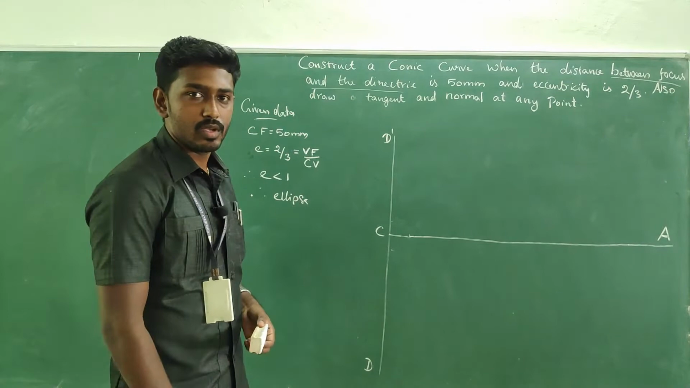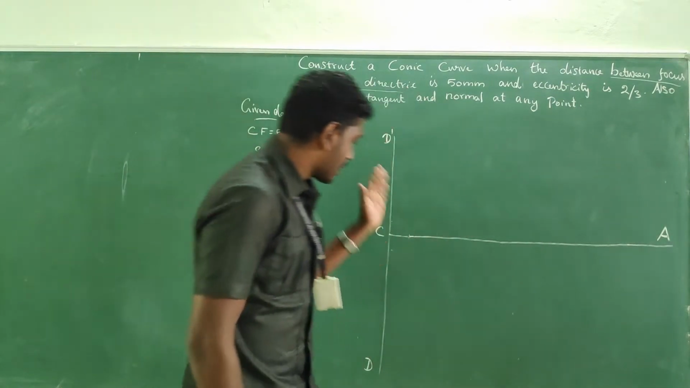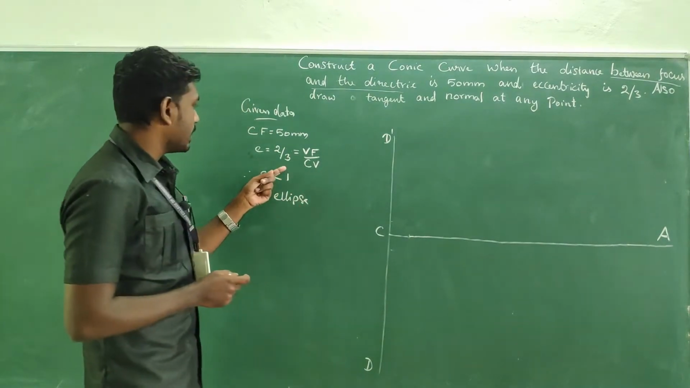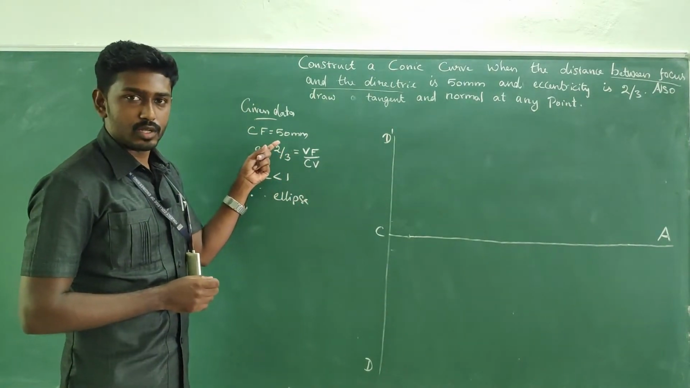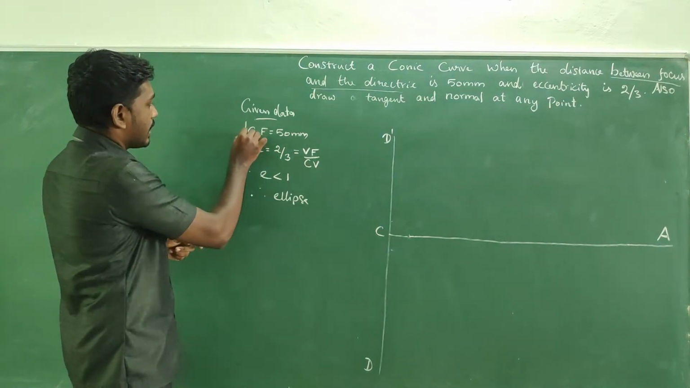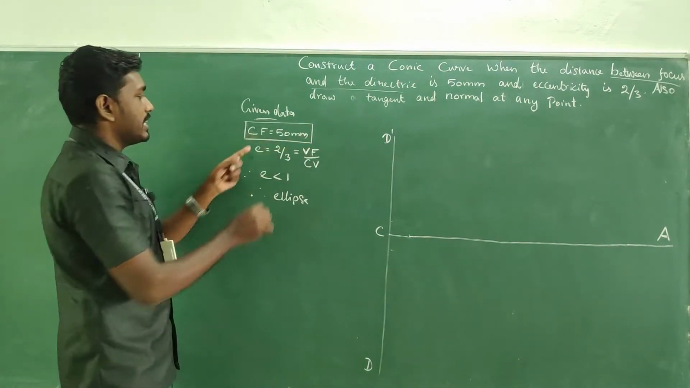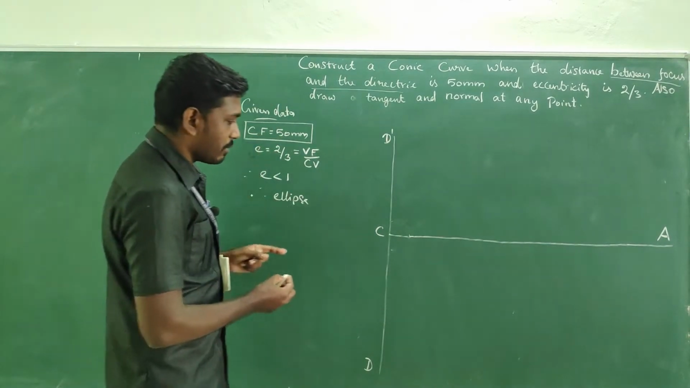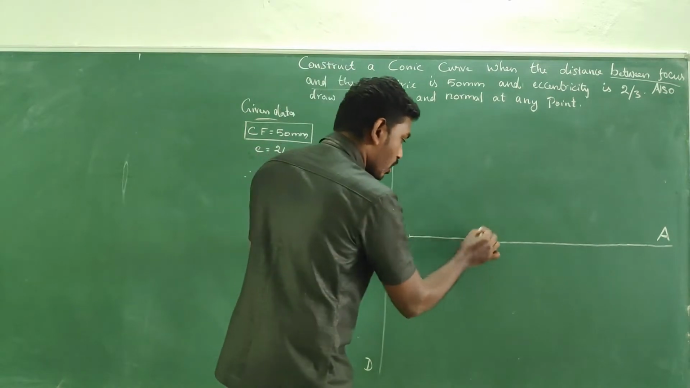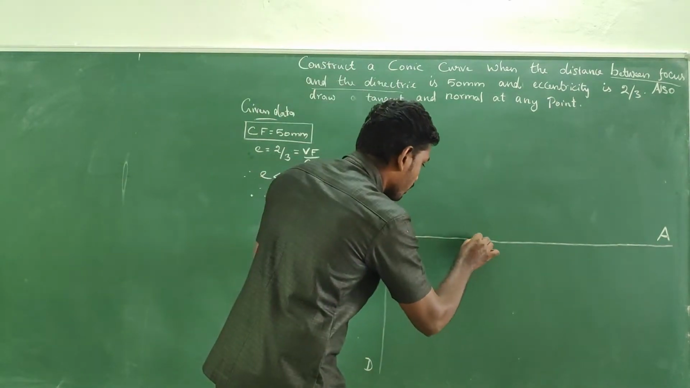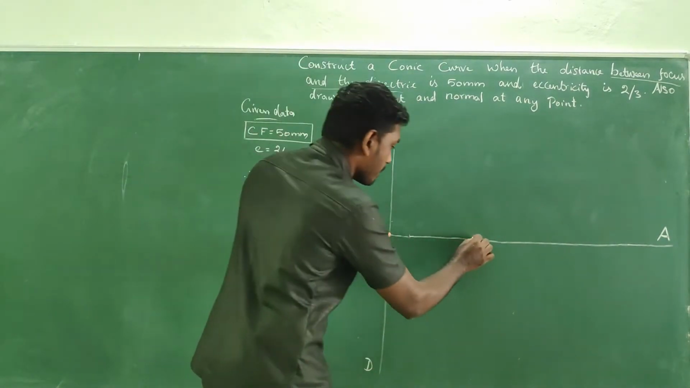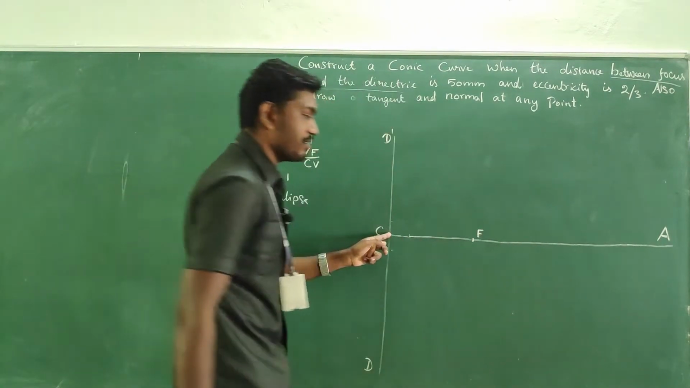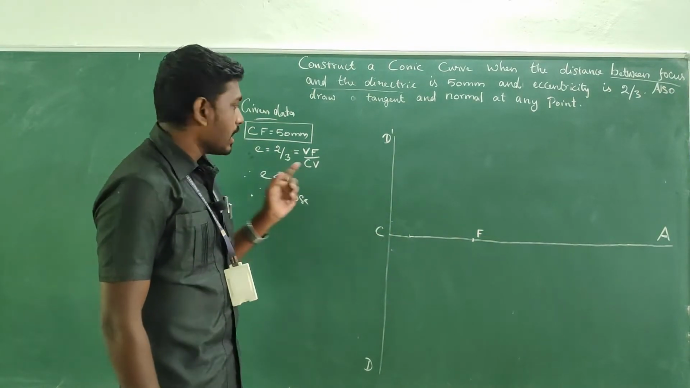Okay. Next, after drawing the directrix and the axis, your focus should be on drawing the focus point. Here it is mentioned that from the directrix, the distance of the focus is 50 mm. So take 50 mm with the help of a scale and measure it off from C. Take a point and place it. This is F, the focus.